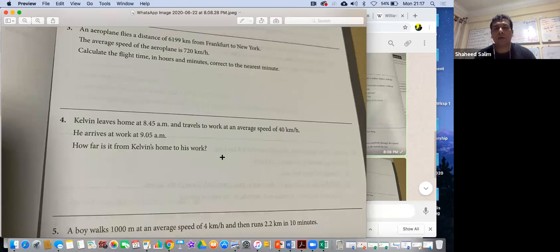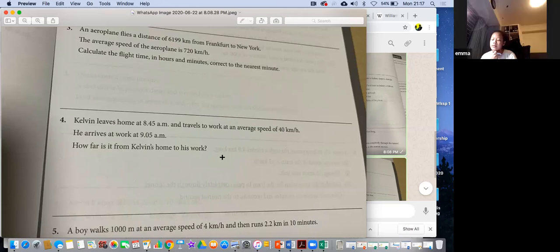Eight hundred km. Wow, cannot be lah. Miss, you did not change. Do you between 8:45 and 9:05? How many minutes is that? Is it 20 minutes or 20 hours? 20 minutes. But you put 20 hours.